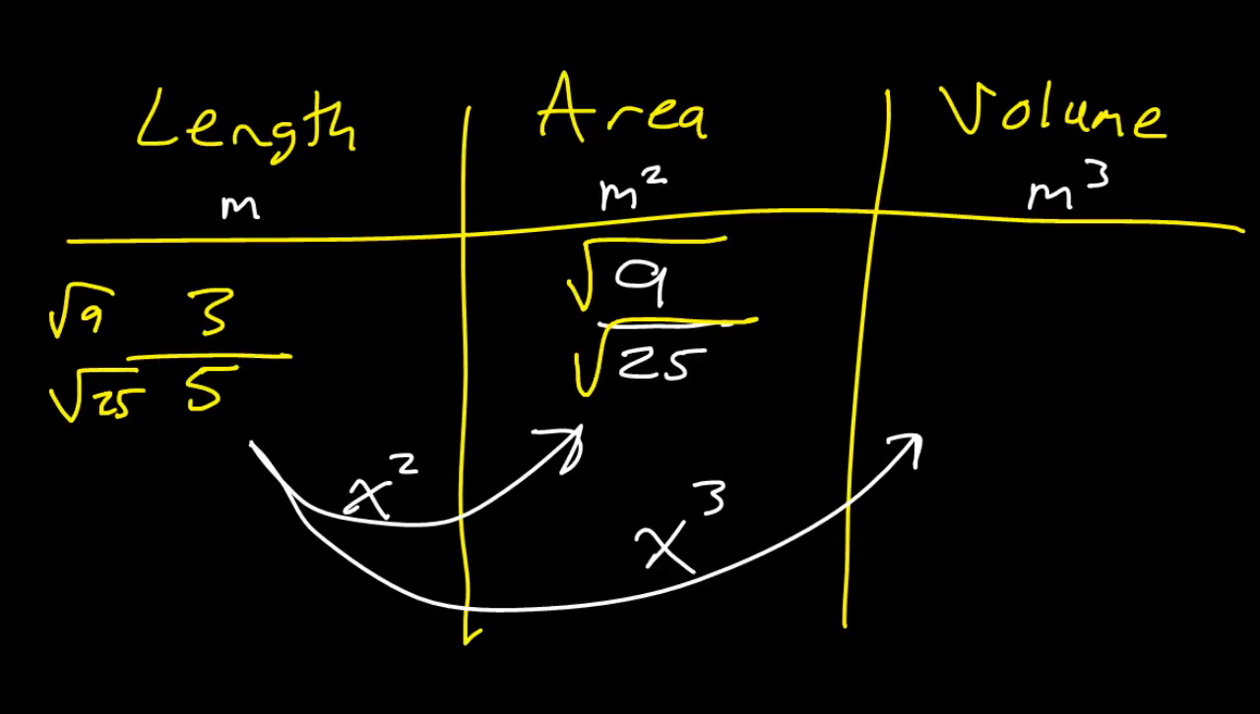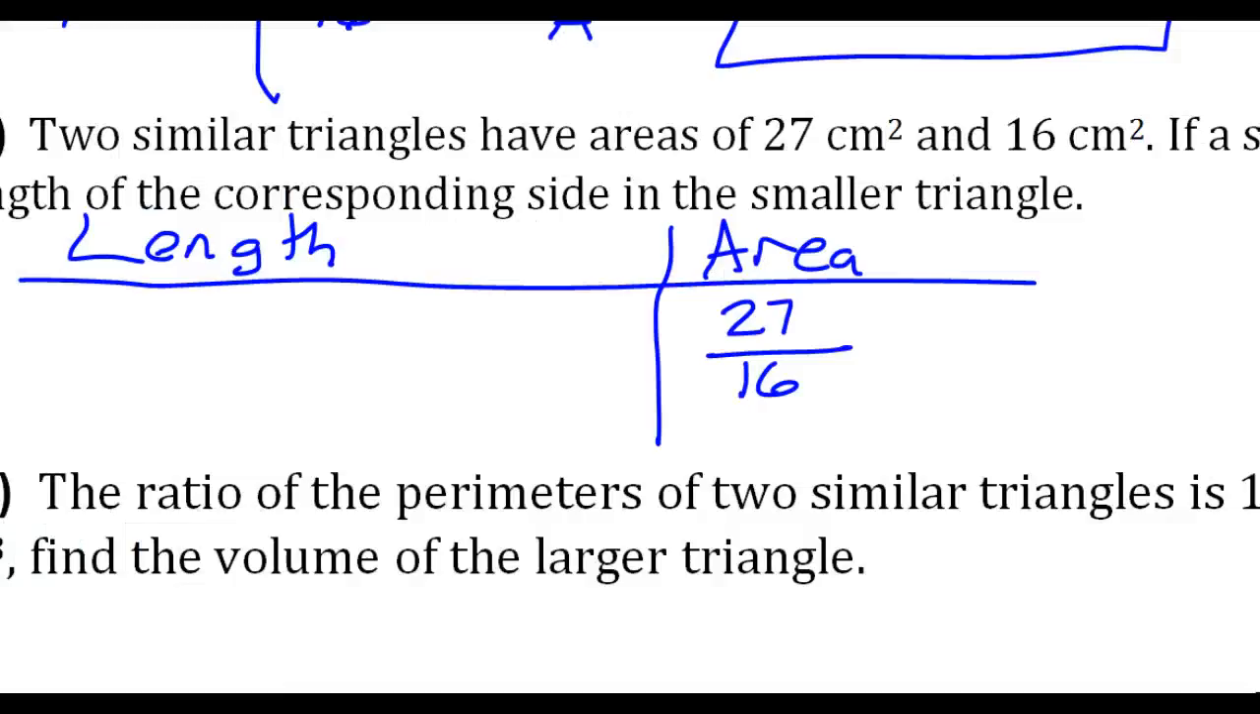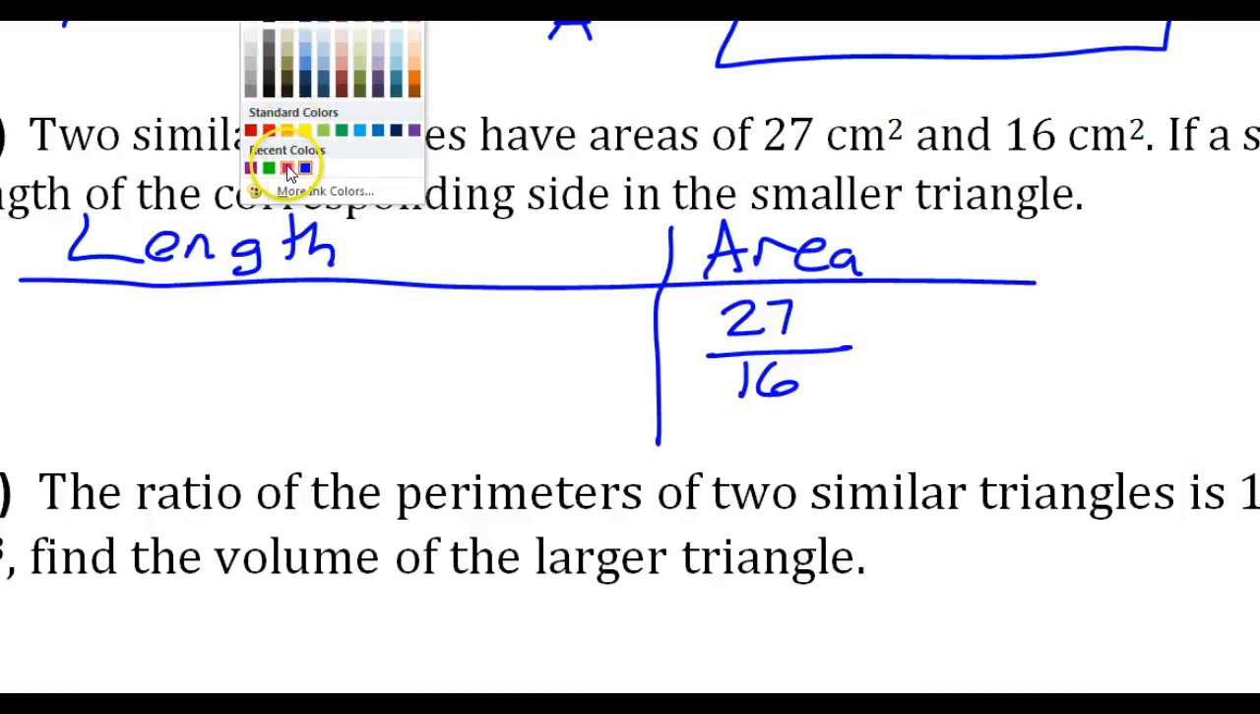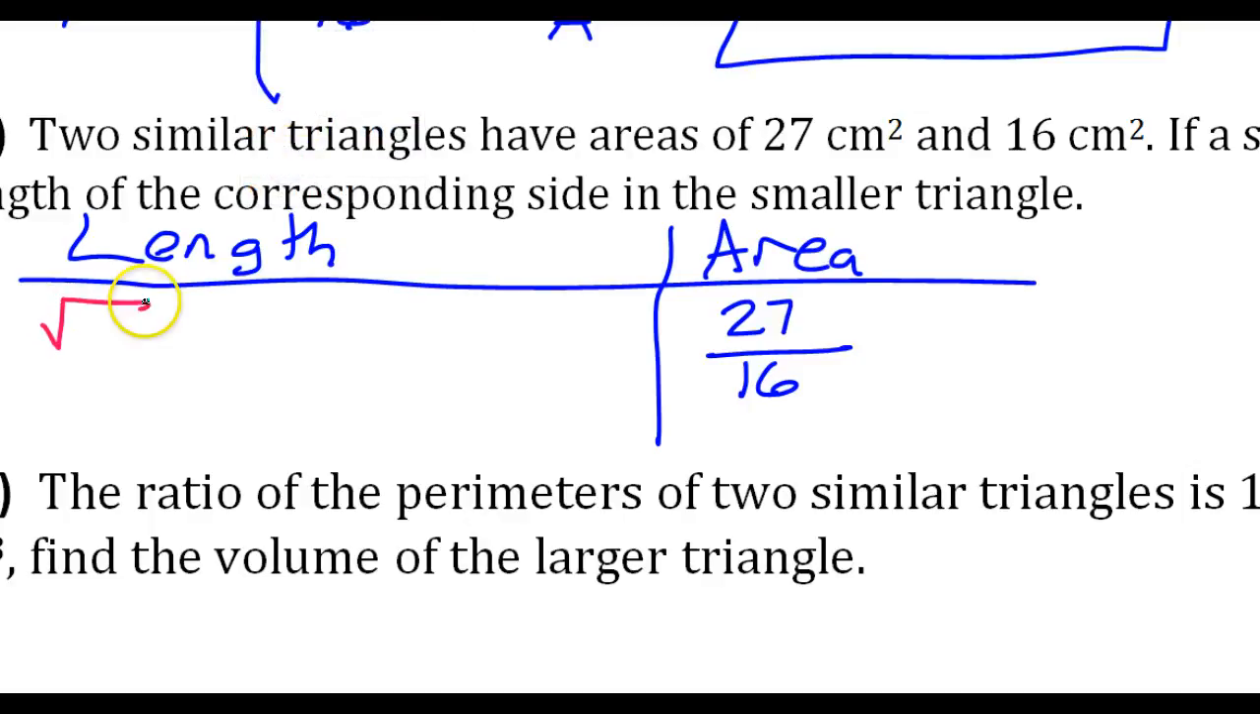Now, unfortunately, on this new problem, the actual problem on the paper, 27 is not a perfect square. So if I want to find the length scale factor, I'm going to have to do the square root. So it would be like this, square root of 27 over the square root of 16. Okay?